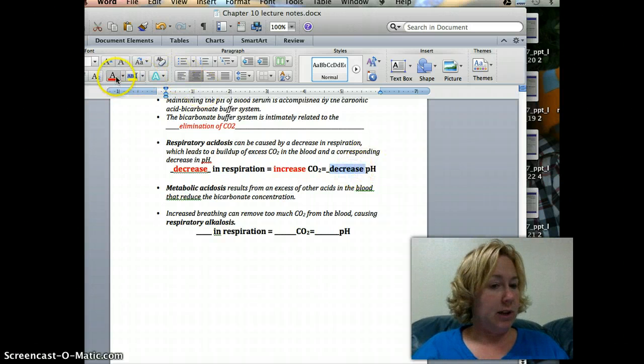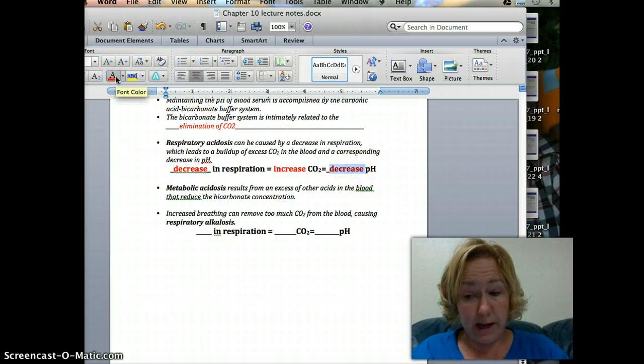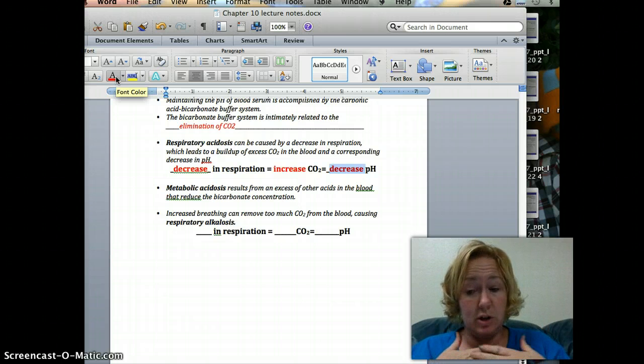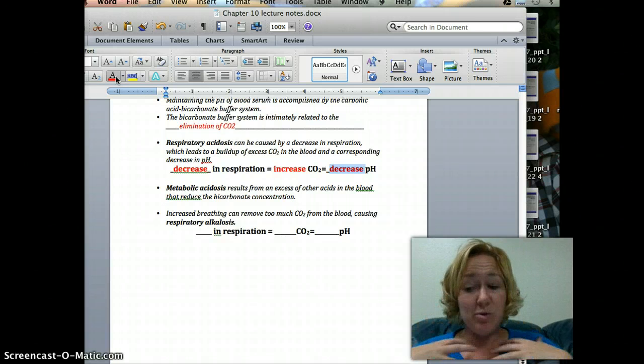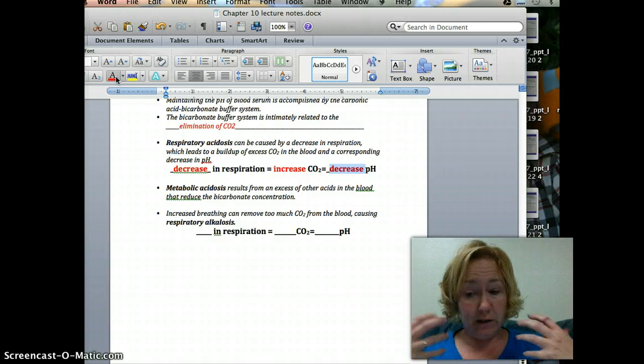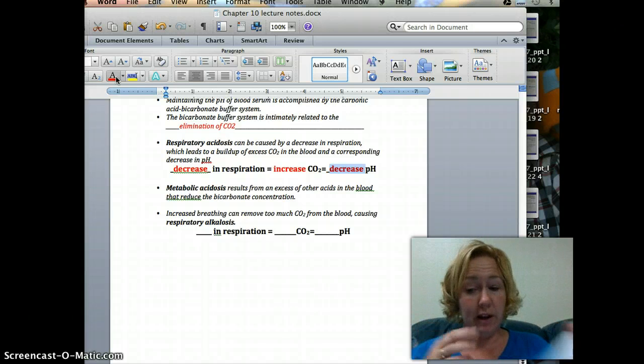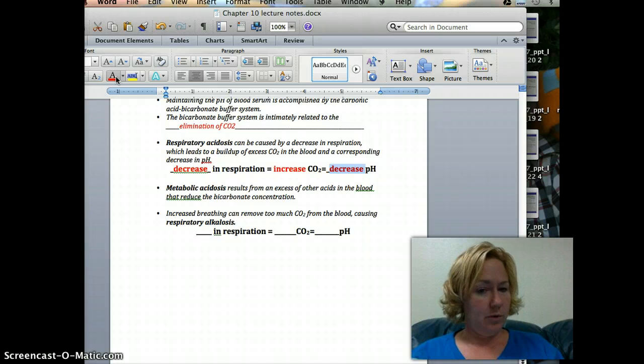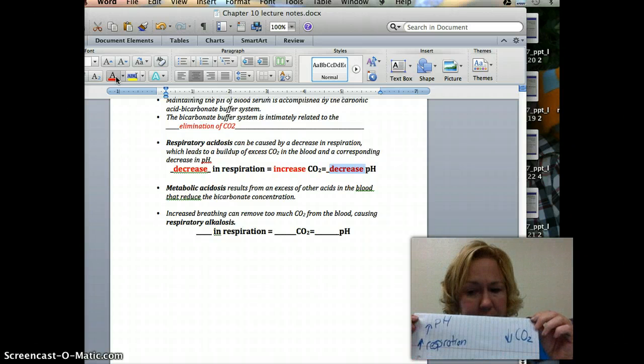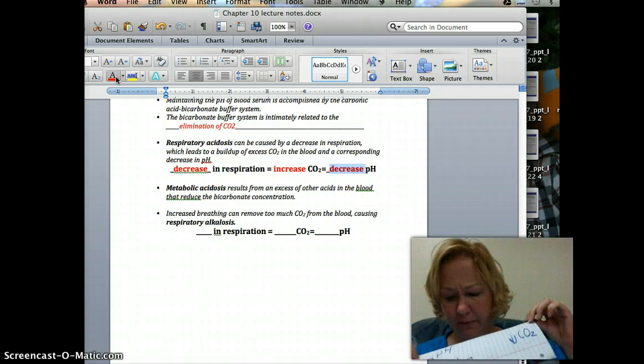So if you get a blood test back and you have a low pH, so it's decreasing the pH, you're going to say, okay, there's something going on with the breathing. There's some kind of situation in which the CO2 is building up in the body and it's being reabsorbed into the blood, and that's creating this weirdness with a decreasing pH. So I think of it like a teeter-totter.